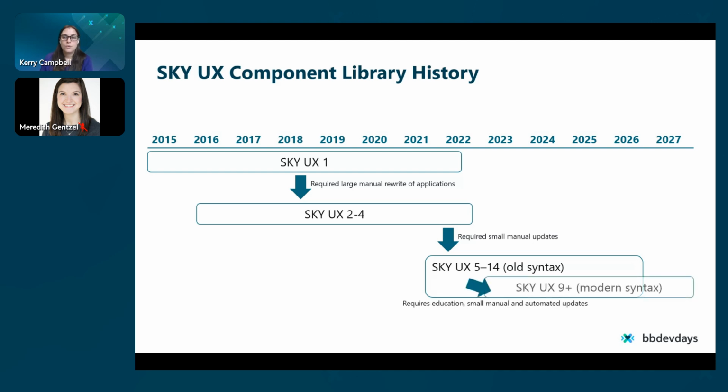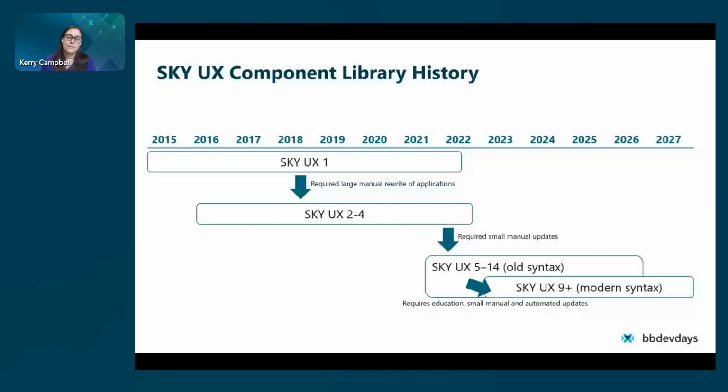We then had in SkyUX 9 this kind of delineation between what we were referring to as the old syntax and the modern syntax. So this is the way in which you build and develop components. From SkyUX 5 to SkyUX 9, we were evolving the technical best practices, CSS classes around how to build SkyUX. The older way was really focused around our old theme, and the new way was built around our new modern theme. But as of SkyUX 9 in 2023, you could build with a modern syntax and have either visual theme.